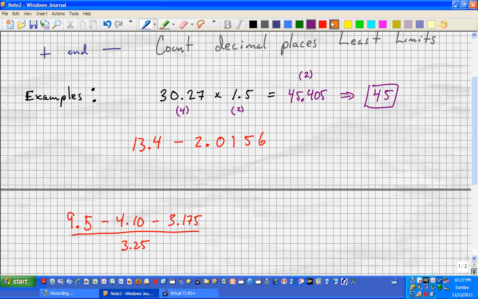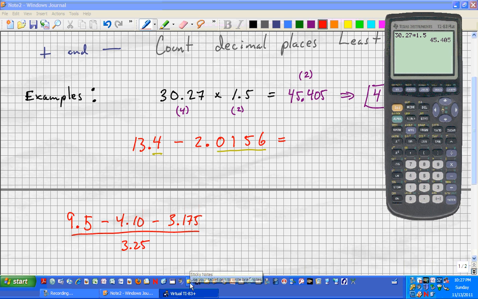Let's take a look down here. I've got 1 decimal place here. I've got 4 decimal places here. My answer won't have more than 1 decimal place in it, because least limits, this is my least number of decimal places. So I'm going to grab my calculator again, get a calculator answer, 13.4 minus 2.0156, enter. I get 11.3844 as my calculator answer.